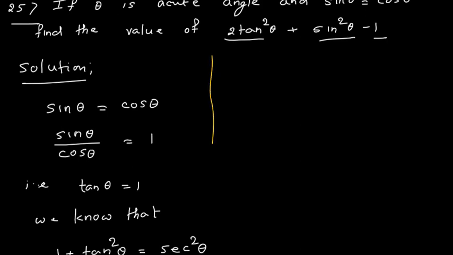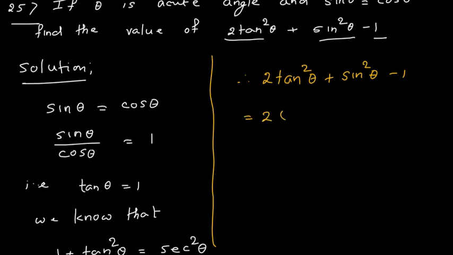So I will write here, therefore 2 tan square theta plus sin square theta minus 1 is equal to 2 into the value of tan theta, which is 1. So 2 into 1 square plus the value of sin square theta, which is 1 upon 2, minus 1. So this becomes 2 plus 1 upon 2, sorry.